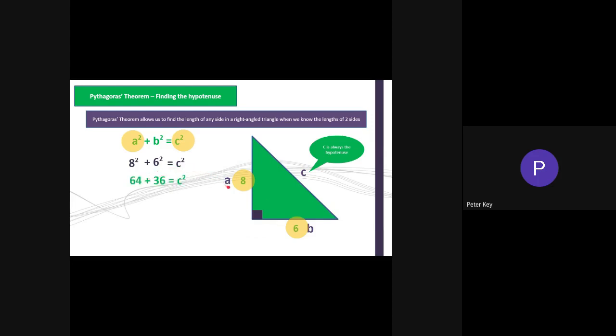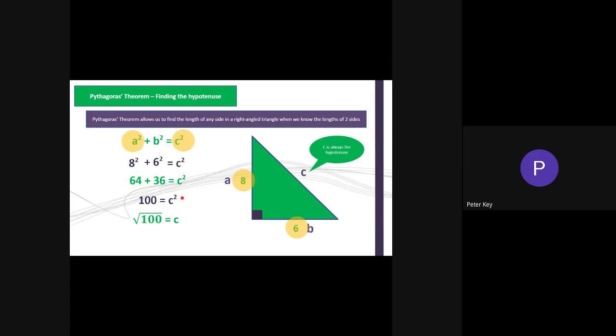So 8 squared, 8 times 8, remember, a squared number is multiplied by itself, not multiplied by 2. So 8 times 8 is 64. Then we're plussing 6 times 6, which is 36. Add those two together, we get 100. So 100 equals c squared.